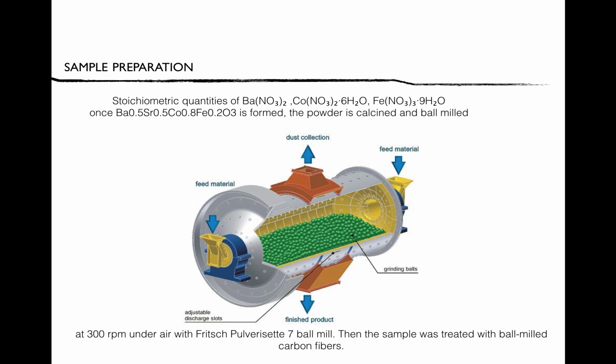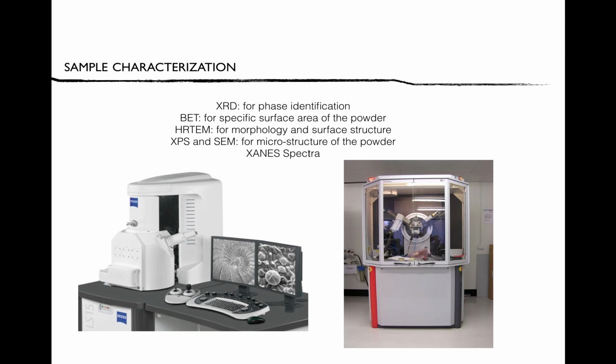In the previous study, they only ball milled the BSCF once, and separately ball milled the carbon fibers, and then mixed them with each other. They did not ball mill them together. So they're curious about how this is going to play out. They have various characterization methods. It's a very abundant experimental group, it appears to be.